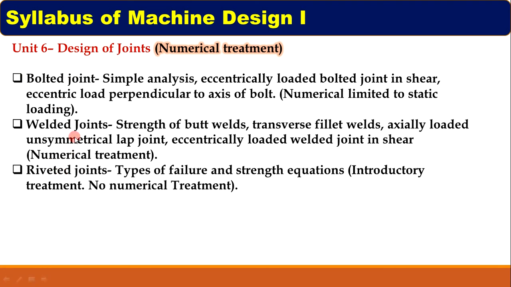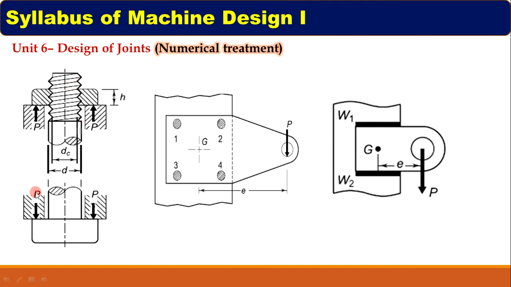Remember that though this content looks very lengthy, there is a similarity between bolted joint and welded joint design. If you consider this bolt joint, different dimensions are shown for the bolt: Dc as the core diameter, D as the outer or major diameter, and this force is applied on the bolt. As a result, the bolt is subjected to stress or failure. So to design the bolt, we have to find this core diameter Dc and major diameter D when it is subjected to different types of loading condition.